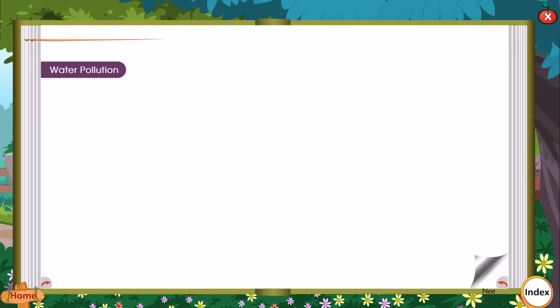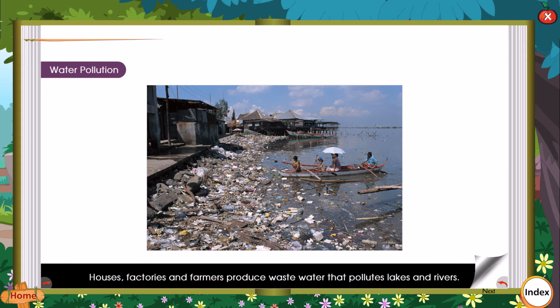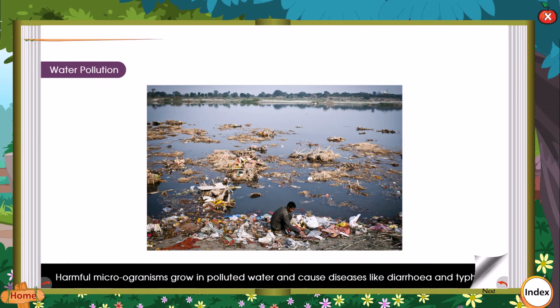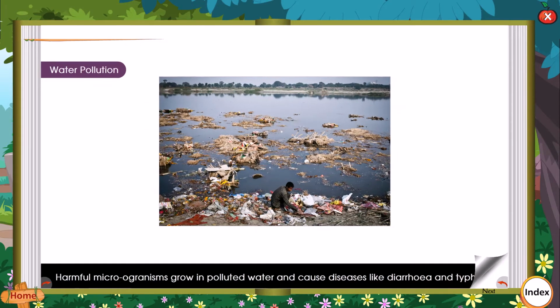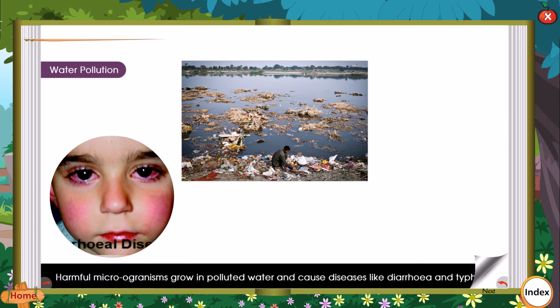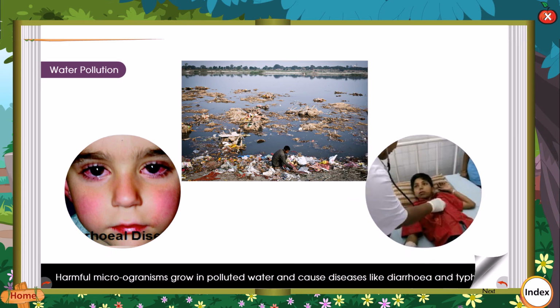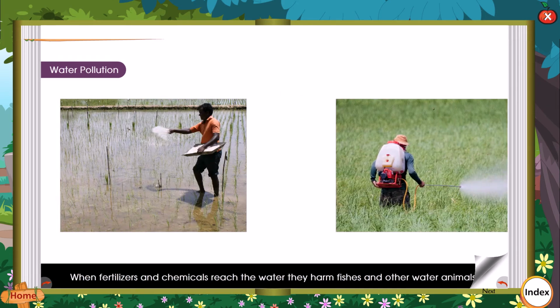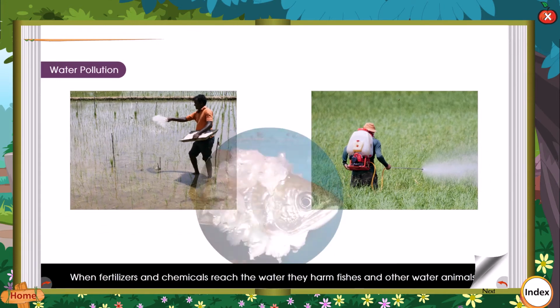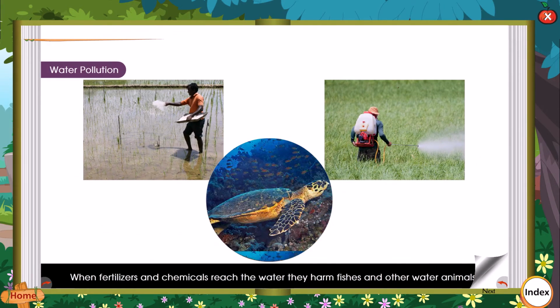Water pollution. Houses, factories, and farmers produce wastewater that pollutes lakes and rivers. Harmful microorganisms grow in polluted water and cause diseases like diarrhea and typhoid. When fertilizers and chemicals reach the water, they harm fishes and other water animals.